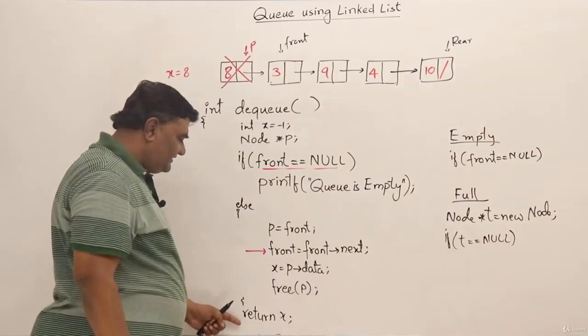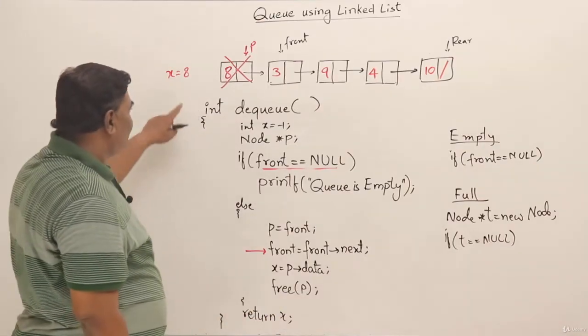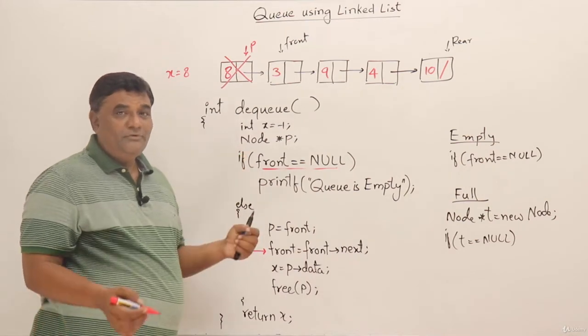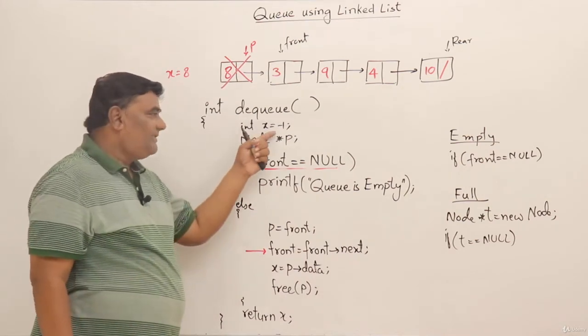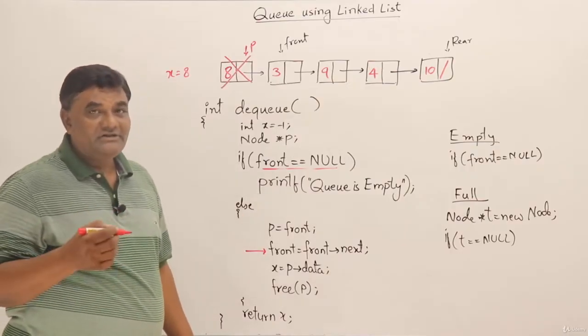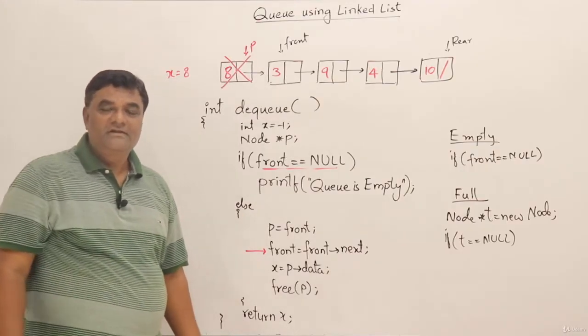Then after the end of else, return x. So whatever the value was deleted, that will be returned. If suppose Q was empty, then it will return -1. So -1 is returned means there is no value or the Q was empty.